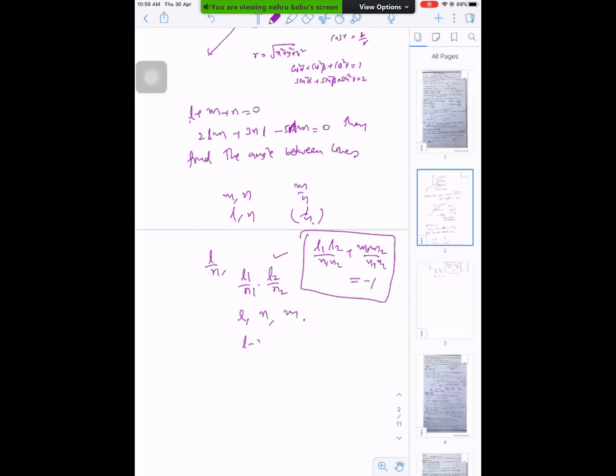You will get some equation like L minus 2N equal to 0, M minus 2N equal to 0. Like this, we will get conditions. So by using L square plus M square plus N square equal to 1, we will substitute L equal to 2N, M equal to N, so 4N square plus N square plus N square equal to 1. So N equal to plus or minus 1 by root 6. So we'll substitute in this way.